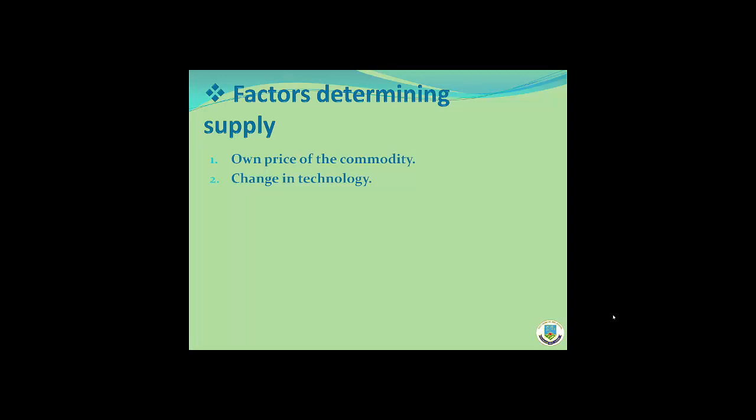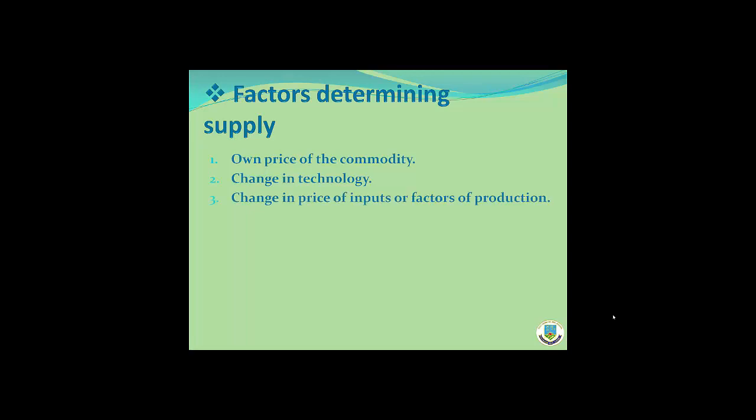However, technological degradation and outdated technology will increase the cost of production and it will lead to a decrease in supply. So if in an economy technology is outdated and there is technological degradation, then it will lead to a decrease in supply of a commodity.